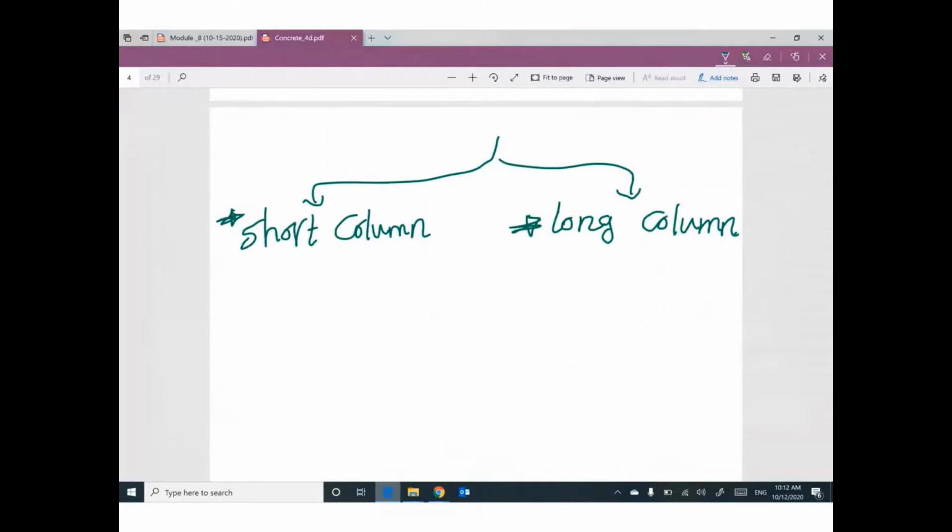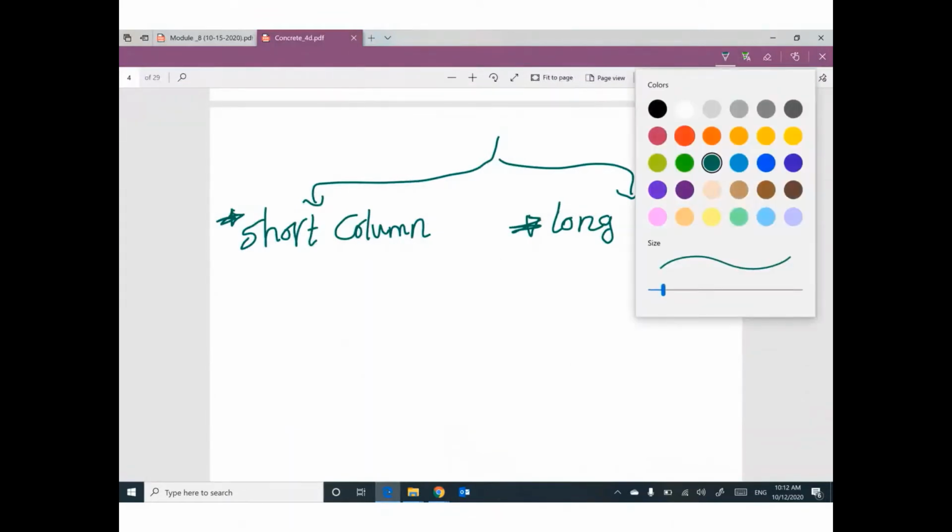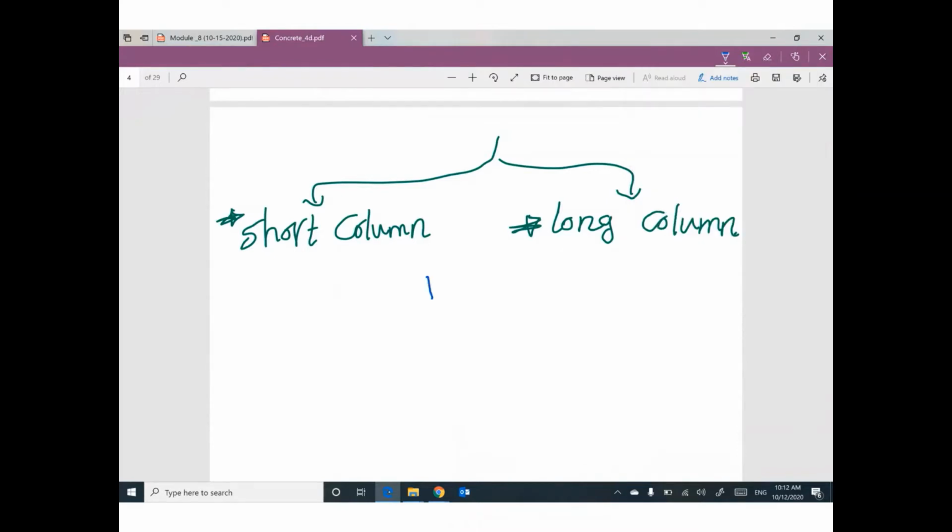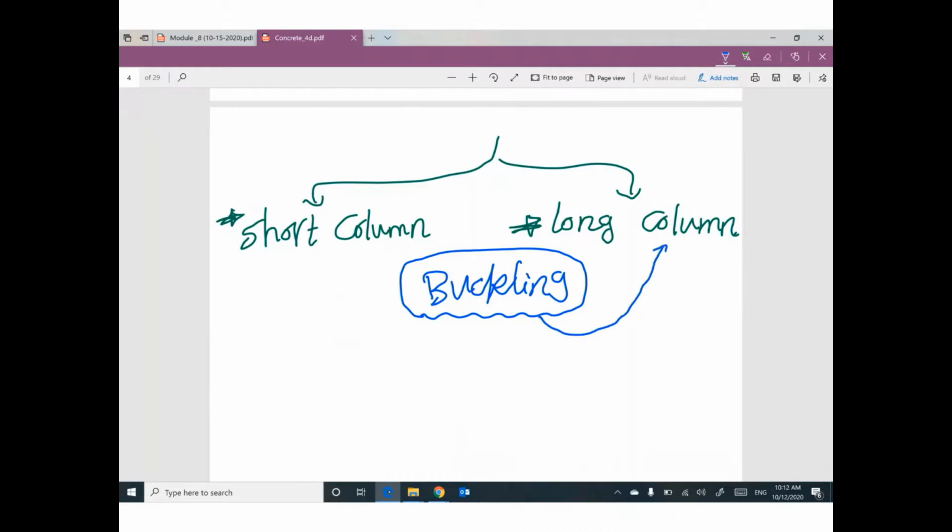The only difference between long and short columns is buckling. If you are considering the effect of buckling, if buckling of the column makes a big issue, that means this column is a long column. If the buckling effect can be ignored, can be neglected, it's not a big deal to consider buckling, you are talking about a short column. This is the only difference.